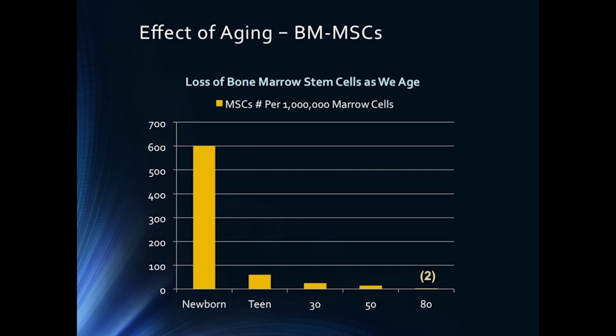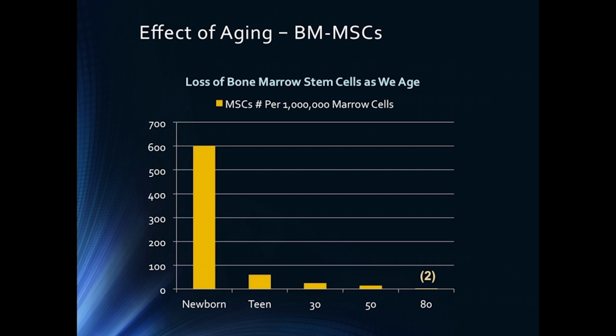Let's look at the effect of aging on our stem cell population. In the bone marrow, the stem cell population falls off the cliff in a logarithmic fashion. It doesn't happen in a linear fashion. It happens logarithmically. So you can see when we're a newborn, we've got the highest population of stem cells in the bone marrow.